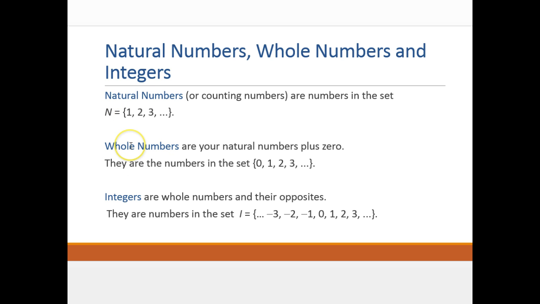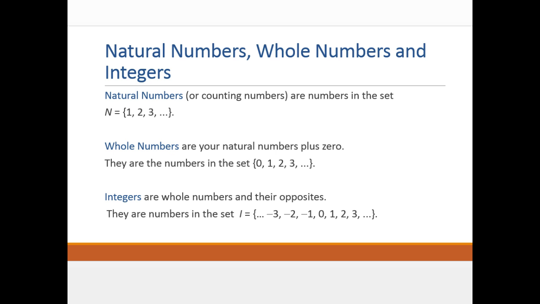There's another group which the textbook does not emphasize as much. It's called the whole numbers. These are basically your natural numbers plus 0. So your whole numbers are 0, 1, 2, 3, etc. The third category is integers, and integers are basically your whole numbers and their opposites. So they include 0, 1, 2, 3 and their opposites, which are negative 1, negative 2, negative 3, and so on. And a lot of times we'll identify this set by the large letter I.